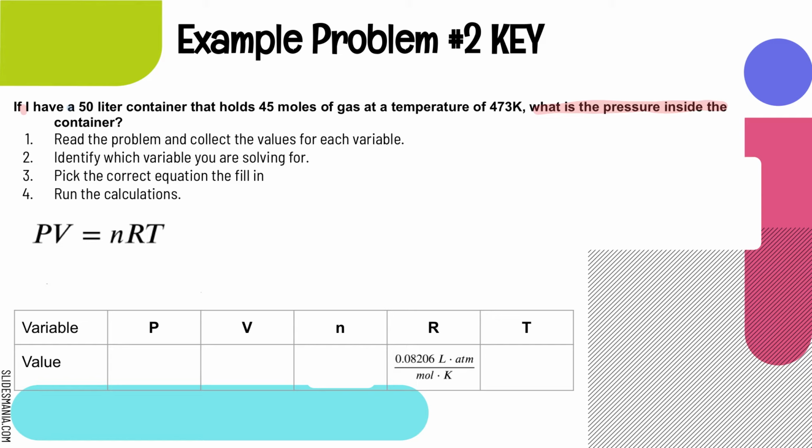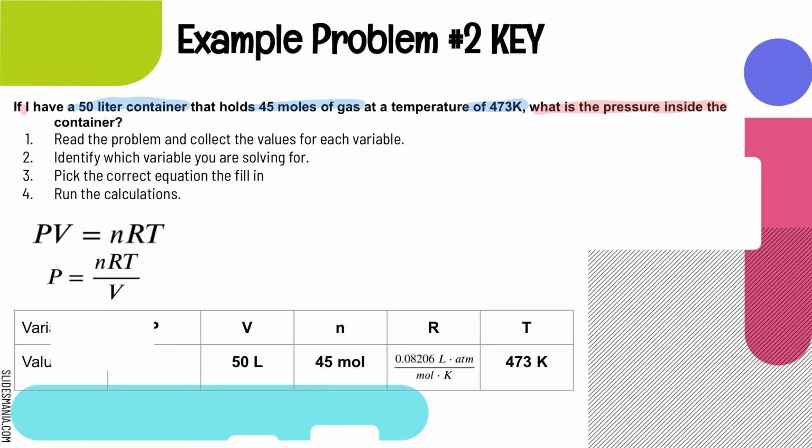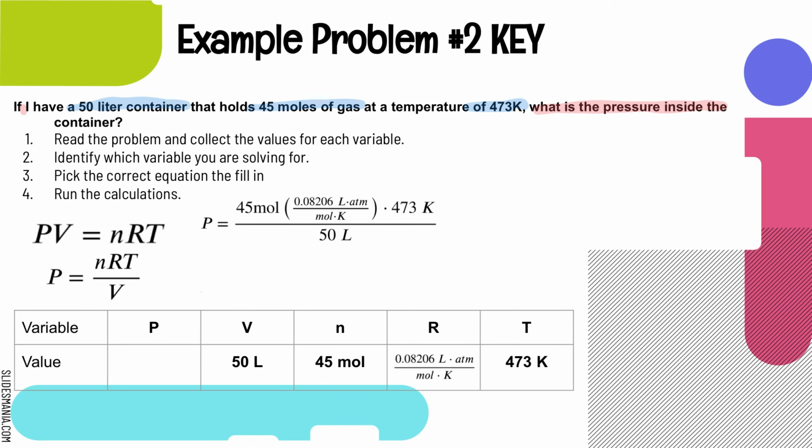Then, I have a 50 liter container that holds 45 moles at this temperature. So my volume is 50 liters. My N is 45 moles. And my T is 473 K. Then I'm going to rearrange my equation, and I get P is equal to N times RT over V. And then I'm going to plug in my values.